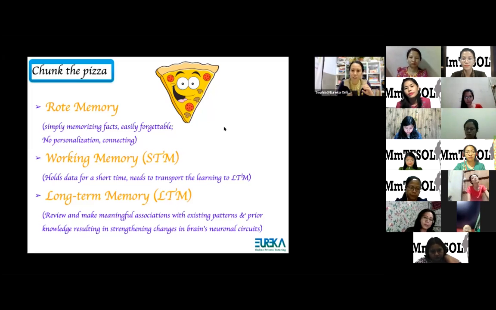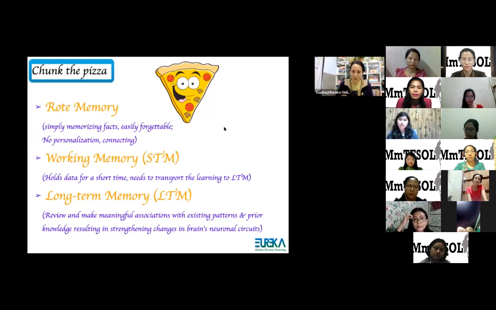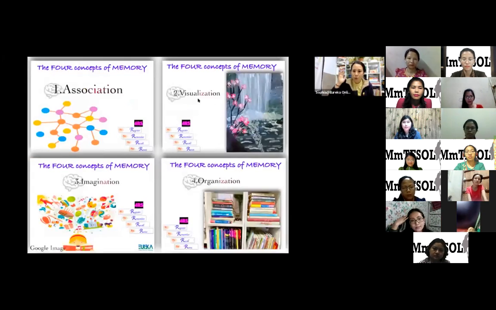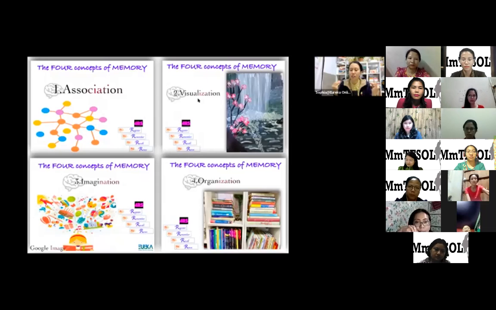So for teachers, if teachers can use this whenever they teach, they don't need to refer to the book all the time. For students, when they are learning, if they can remember it this way, it will be very, very easier and very fun for them to learn. Okay, so let me say it again. Today we have learned association, visualization, imagination, and organization, right?